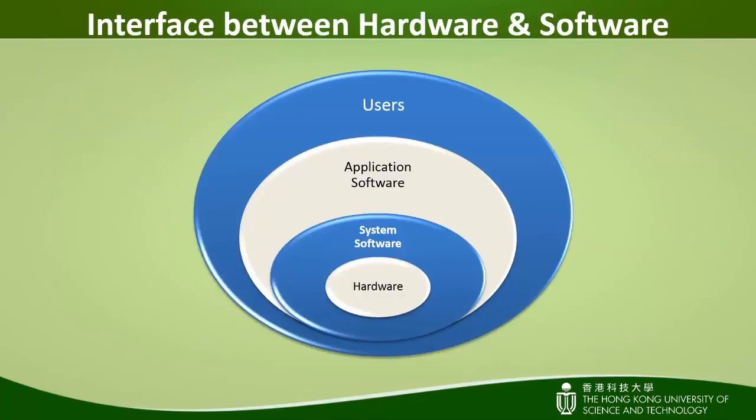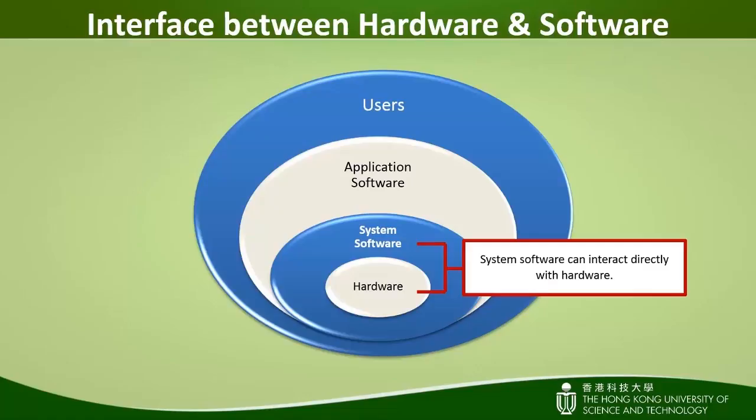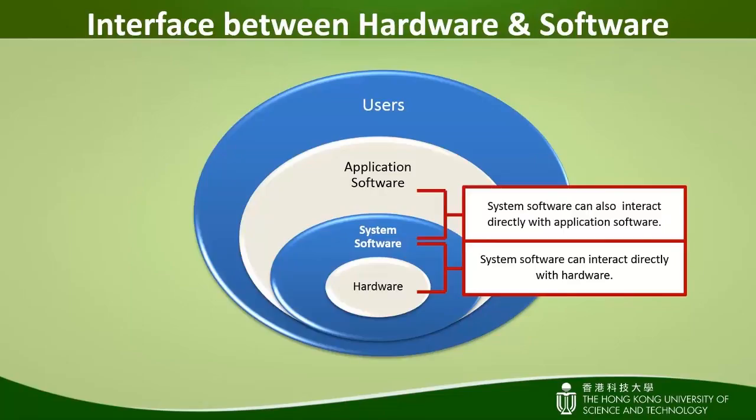Here is a diagram that illustrates the interface between hardware and different types of software. In the diagram, you can see that system software can on one hand interact with hardware and on the other hand interact with application software. For example, an application software may have to issue commands to hardware connected to a computer through system software, say when a program wants to print out some results on a printer.